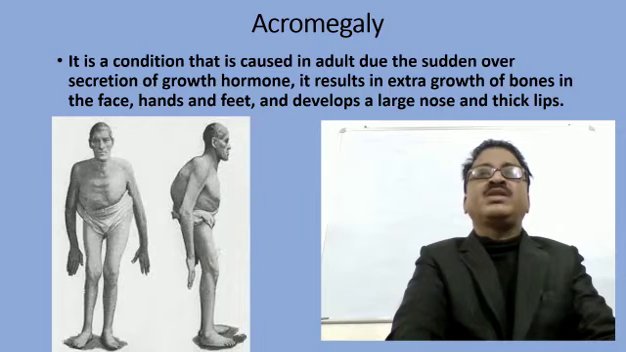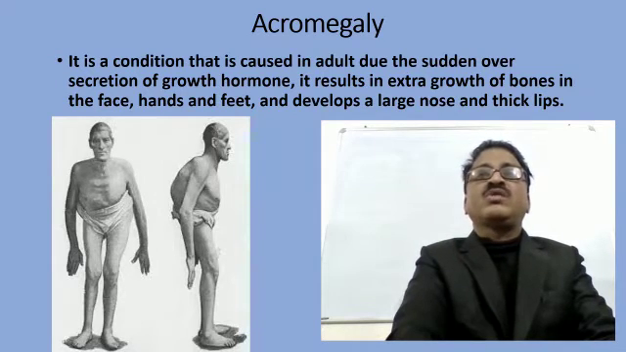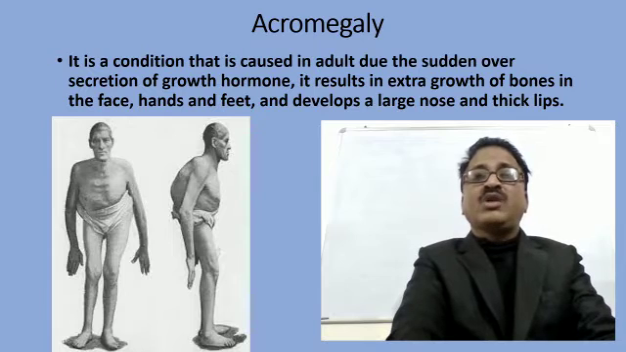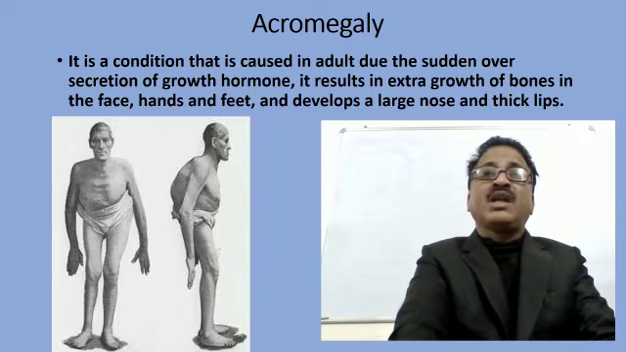The next term is acromegaly. It is a condition that is caused in adults due to sudden oversecretion of growth hormone. It results in extra growth of bones in the face, hands, and feet, and develops a large nose and thick lips. So, acromegaly is caused due to the oversecretion of growth hormone all of a sudden in an adult. That is the key word. Okay, all of a sudden in an adult.